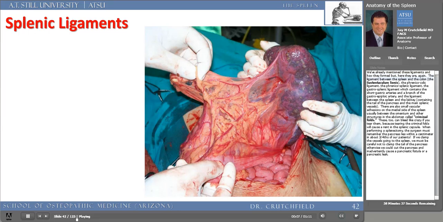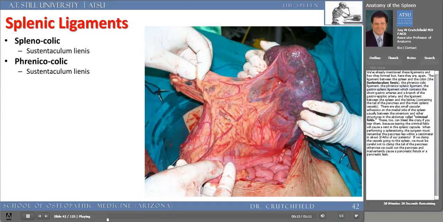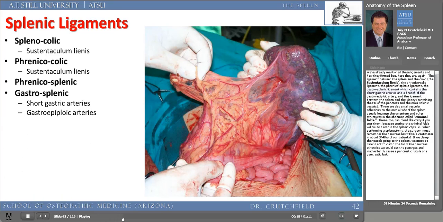There's a ligament between the spleen and the colon, the sustentaculum lienis, the phrenicocolic ligament, the phrenicosplenic ligament, the gastrosplenic ligament, which contains the short gastric arteries and a branch of the gastroepiploic artery, and the ligament between the spleen and the kidney, containing the tail of the pancreas and the main splenic vessels.